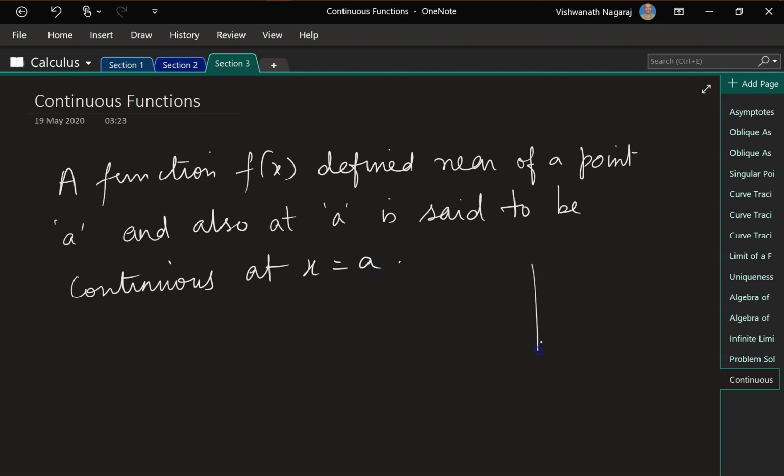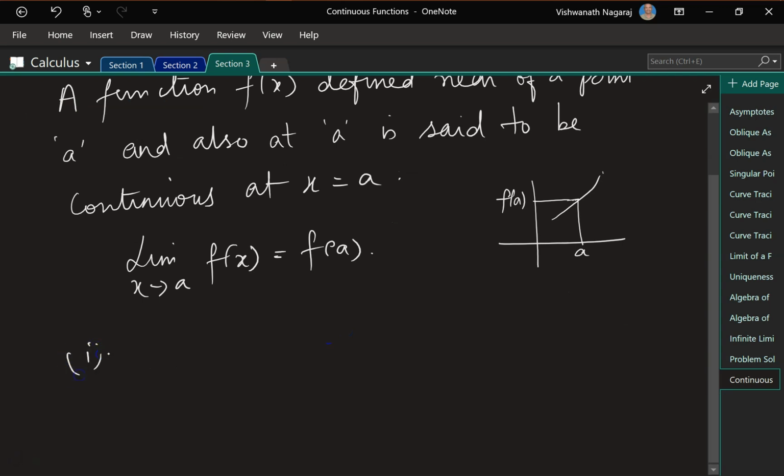So what this means is, if we draw a graph, and let's say this is A, there is a corresponding value f of x which exists, or rather f of A exists. And if we take the limit, that is also the same as f of A. The way we write this is limit as x approaches A of f of x is equal to f of A.